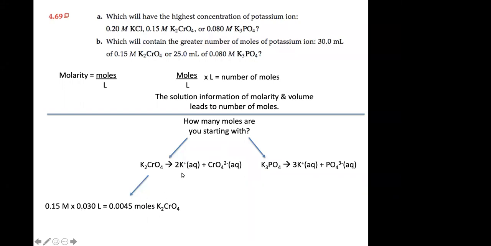Then if I look at how that dissociates, it dissociates into 2 potassiums for every 1 of the K2CrO4. So this would tell me how many moles of potassium I have in solution when I add the K2CrO4 as the solute.